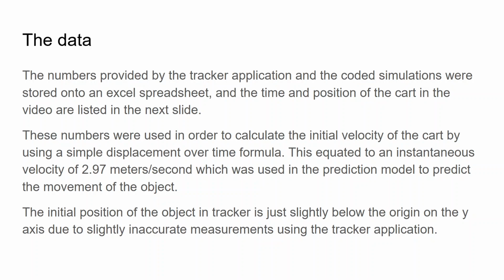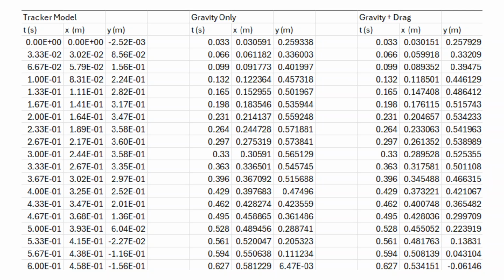and the time and position of the chart and the video are listed in the next slide. These numbers were used in order to calculate the initial velocity of the cart by a simple displacement over time formula. This equated to an instantaneous velocity of 2.97 meters, which was used in the prediction model to predict the movement of the object. The initial position of the object and tracker is just slightly below the origin on the y-axis due to slightly inaccurate measurements using the tracker application. Here is the data.